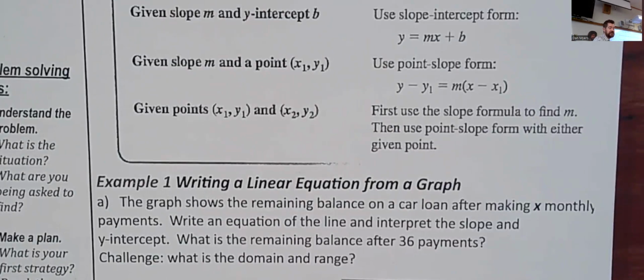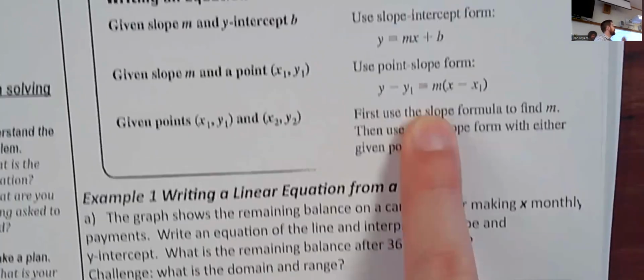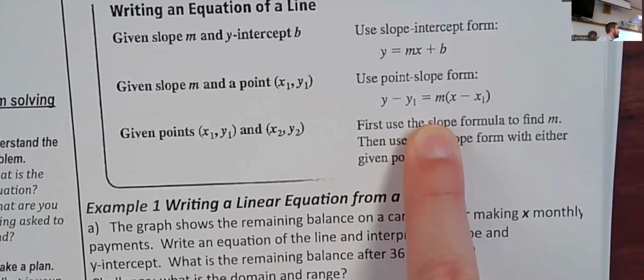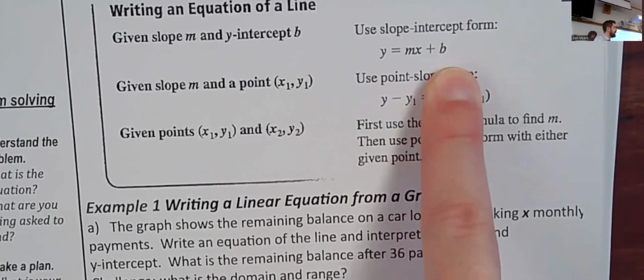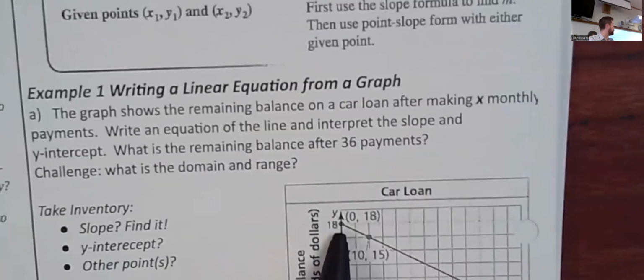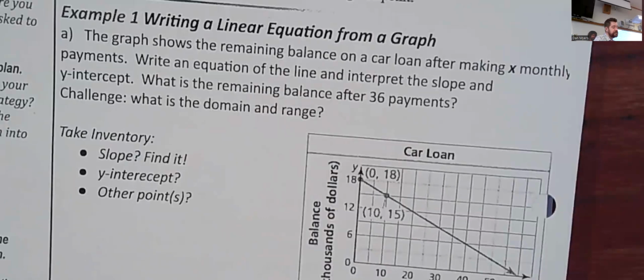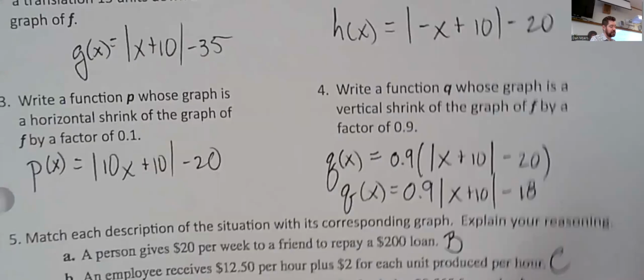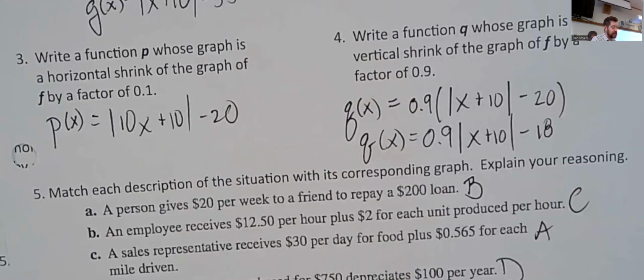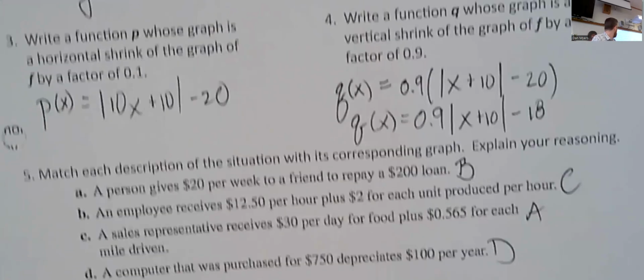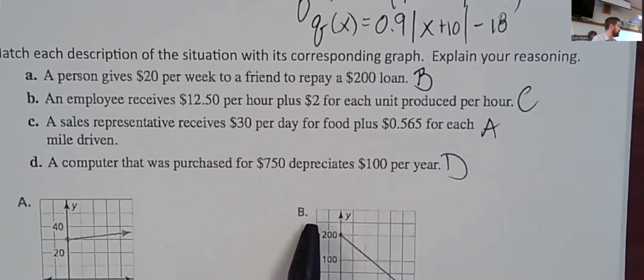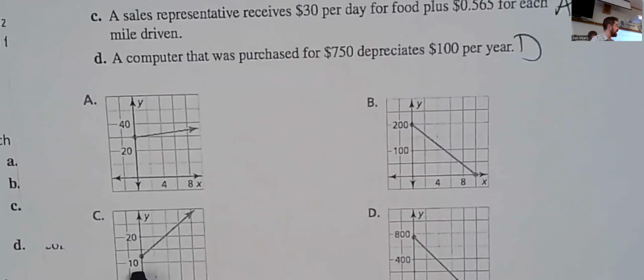In terms of point-slope, does anybody remember this function here? Or yeah, go ahead. What's that? Yeah, b is the y-intercept. It's the point where the line intersects with the y-axis. So like on this graph here, b would be 18. Or on the front, for graph A, b would be 30. For graph B, it would be 200. For graph C, it would be 12.5. For graph D, b would be 750.